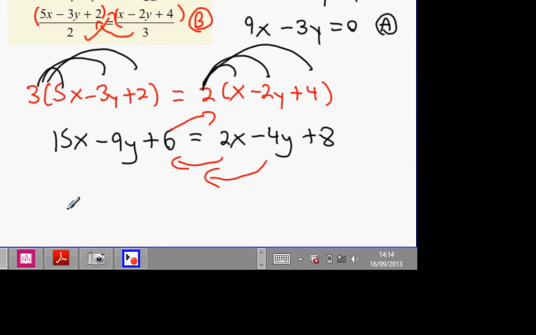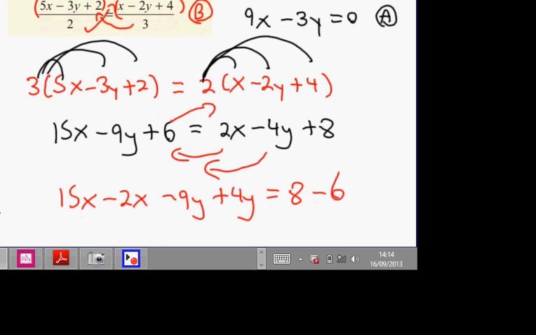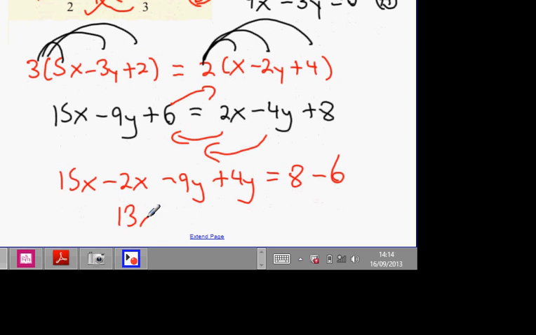So what we're going to be left with is 15x minus 2x minus 9y plus 4y, because it crosses the equal sign to the left side. And then we're going to have 8 minus 6. And what we're now going to have is 13x minus 5y equals 2. And that is equation B.